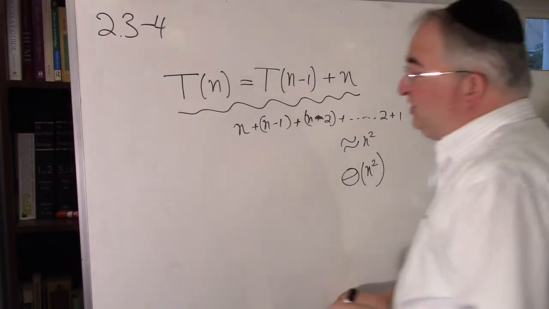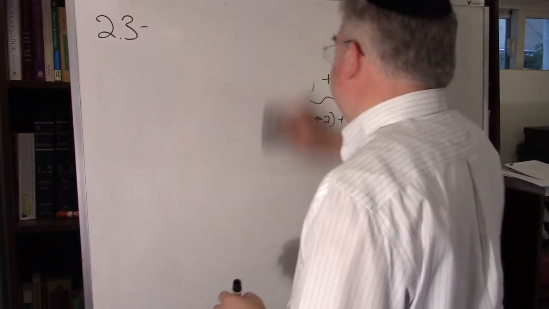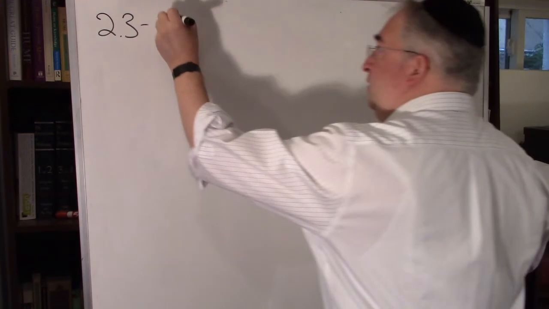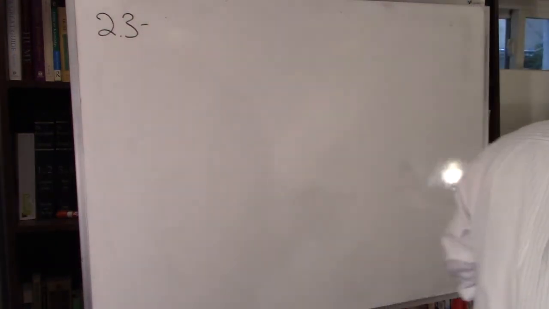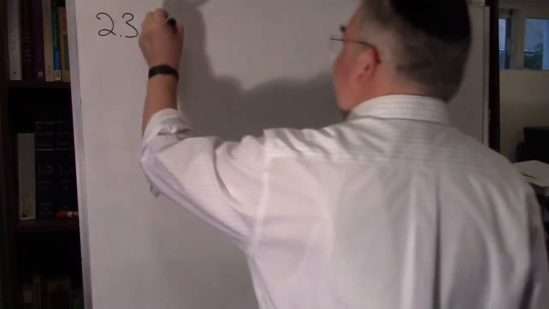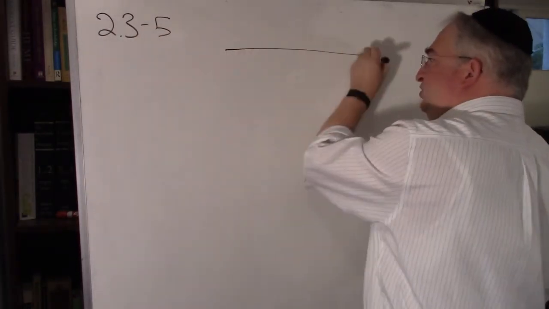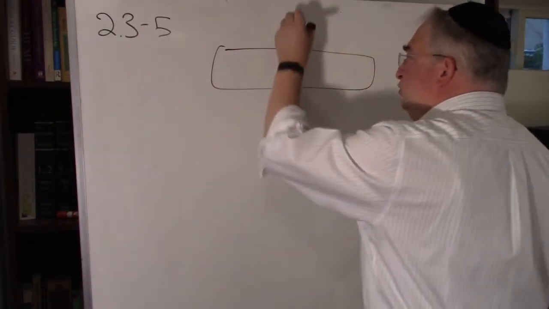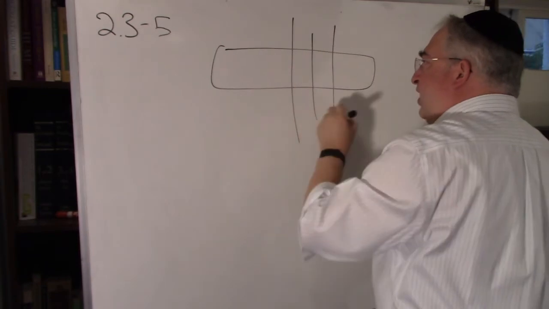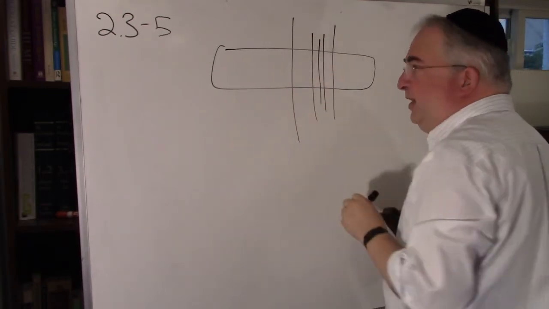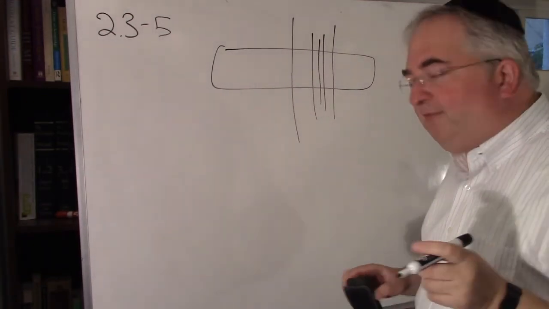I'm sure you've seen binary search, but let's do it anyways. So this is 2.3-5. So basically, let's just think of it this way. You chop and chop and chop and chop and chop, each time splitting the thing in half. Okay?